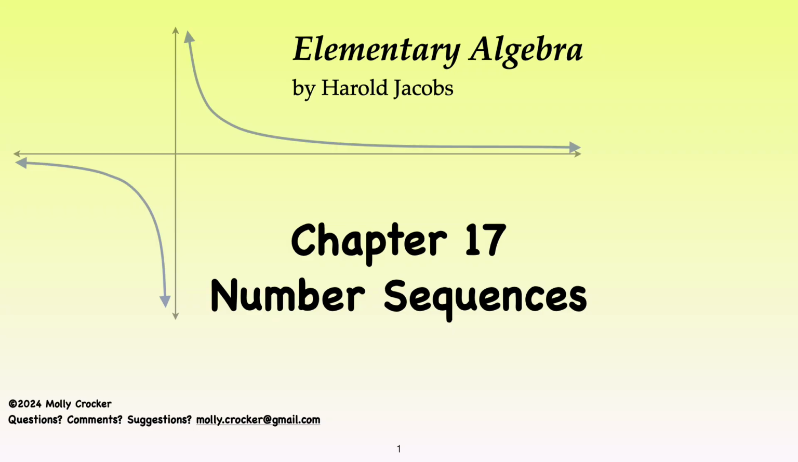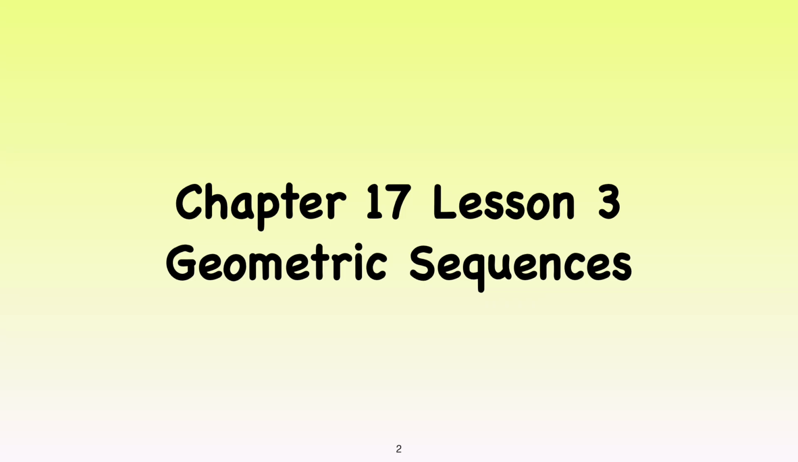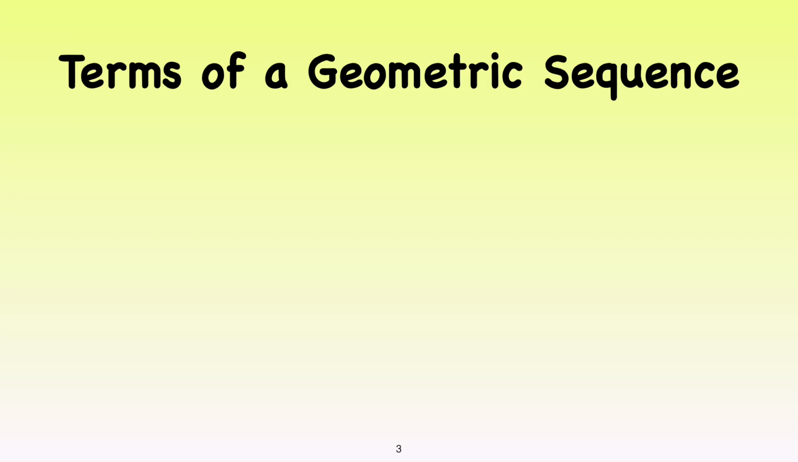This material is copyrighted. Chapter 17, Lesson 3 is about geometric sequences. On to geometric sequences, which can get out to positive or negative infinity quite rapidly or can get closer and closer to zero or to some other number. Did you read the lesson?